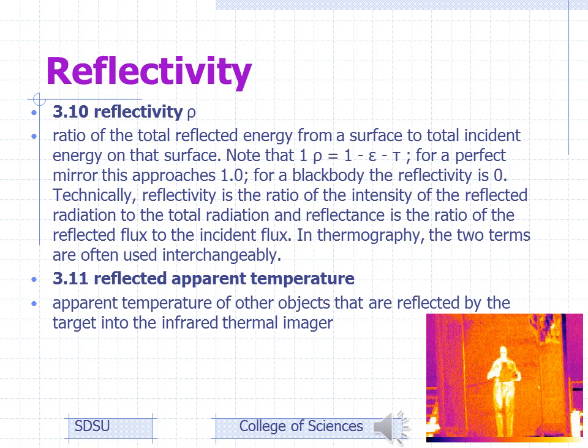Technically, reflectivity is the ratio of the intensity of the reflected radiation to the total radiation, and reflectance is the ratio of the reflected flux to the incident flux. In thermography, the two terms are often used interchangeably. Reflected apparent temperature, again, is what you see. I look a lot hotter at 98 degrees and radiating some of that.